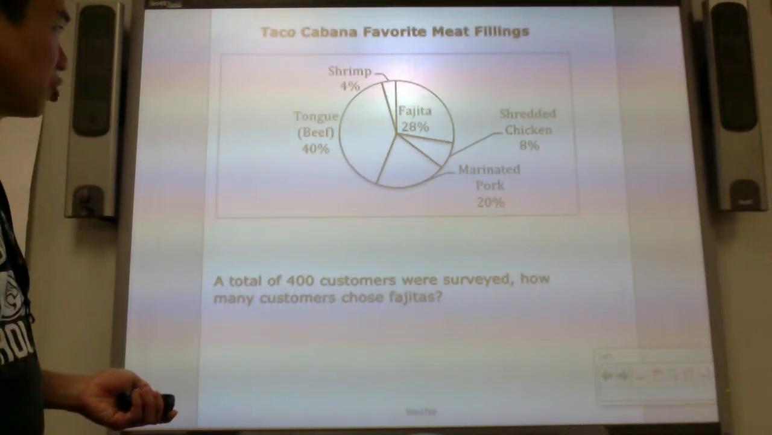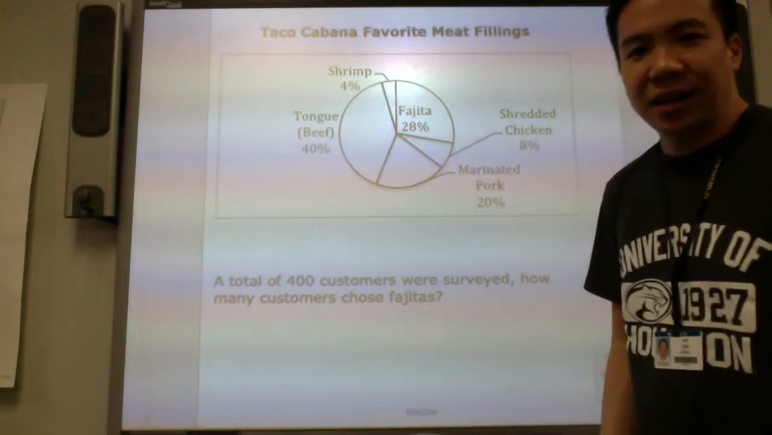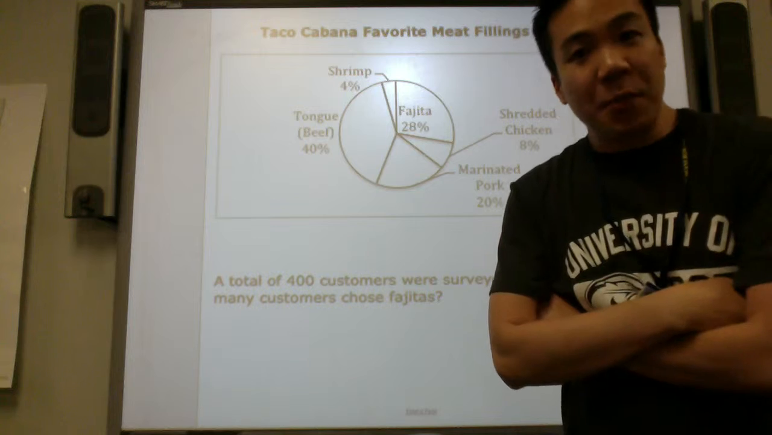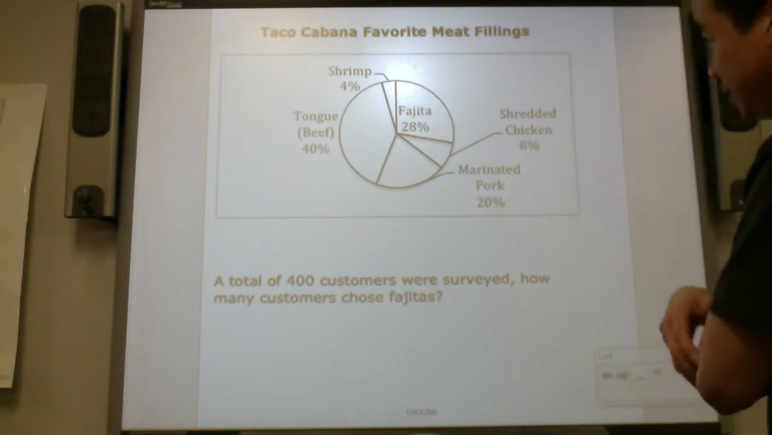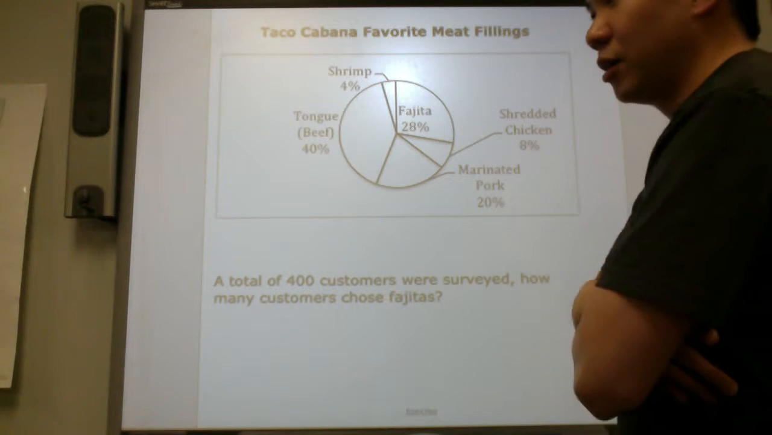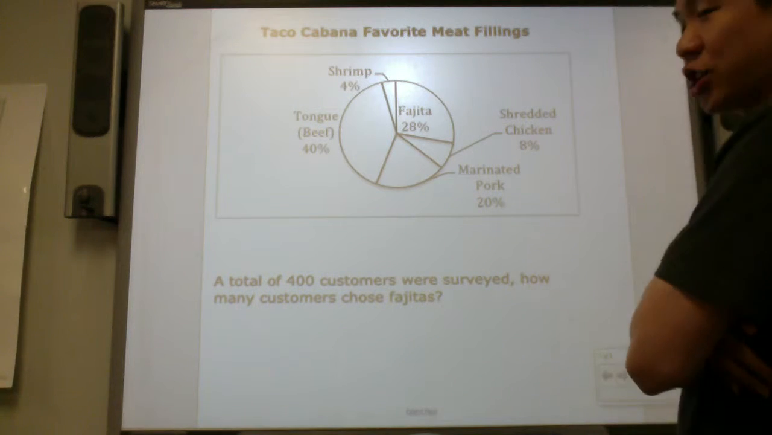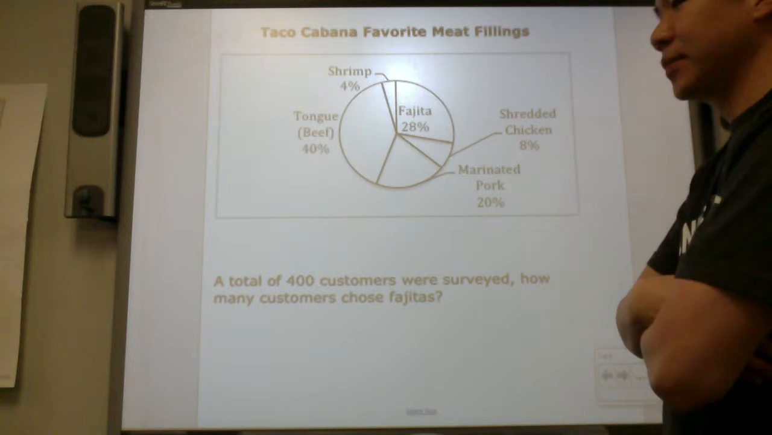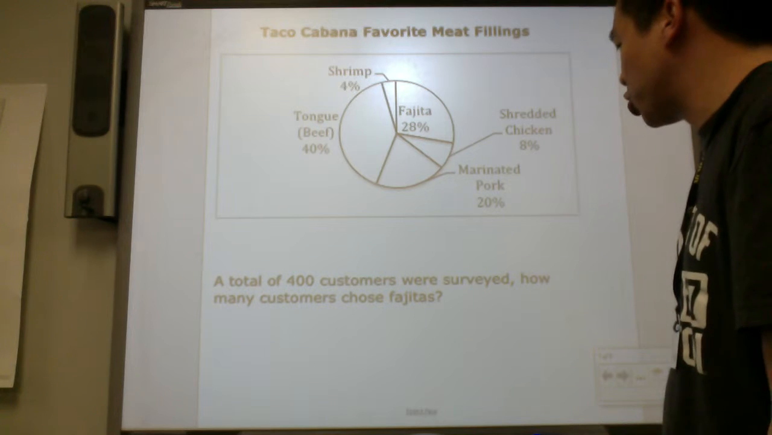All right, here's another survey. If you ever go to Taco Cabana, they serve different types of tacos with different types of meat fillings. Lengua, tongue, shrimp, camarones, fajitas, or carne, which is beef fajitas or beef. It's called carne asada. It's a beef steak. Shredded chicken, pollo, and marinated pork. Not sure what the Spanish word is, puerca. All right, so a total of 400 customers were surveyed.